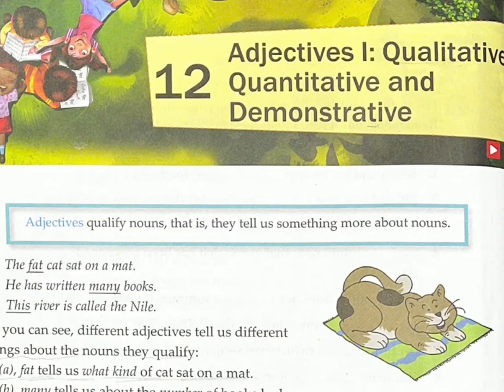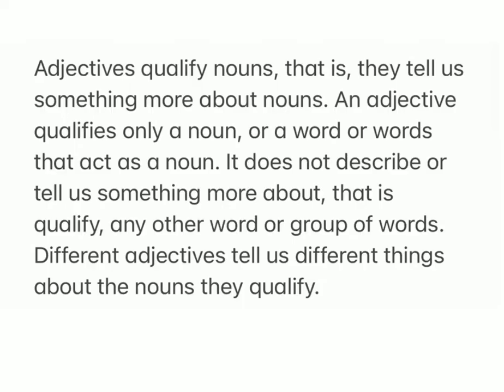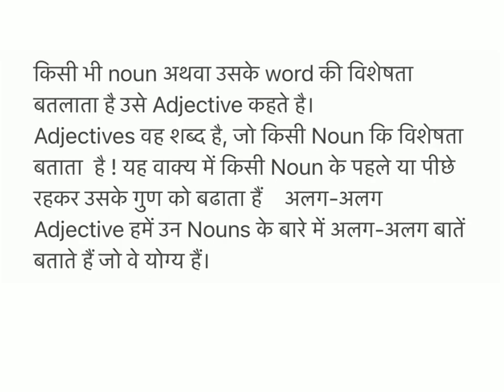Lesson 12. Adjectives 1. Qualitative, quantitative and demonstrative. Adjectives qualify nouns, that is, they tell us something more about nouns. An adjective qualifies only a noun, or a word or words that act as a noun. It does not describe or tell us something more about, that is qualify, any other word or a group of words. Different adjectives tell us different things about the nouns they qualify.